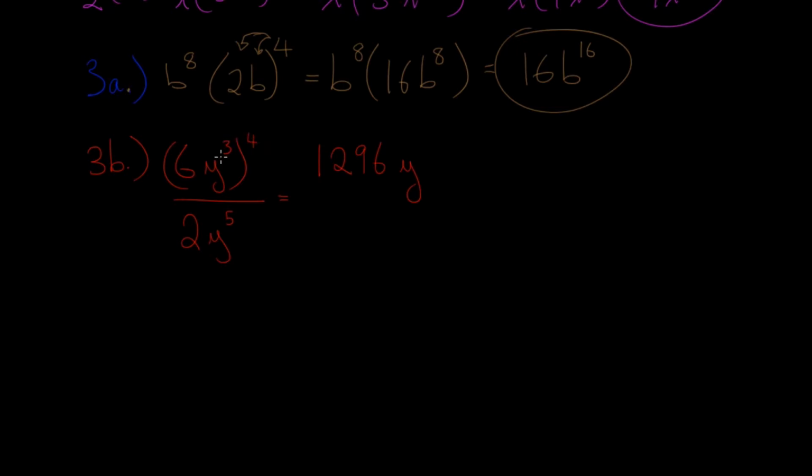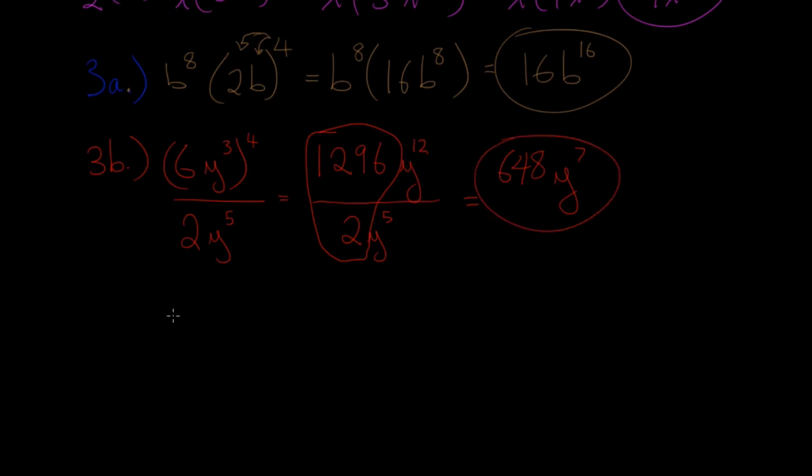When you have an exponent to an exponent, you're multiplying the exponents. So y to the 12. This stays. Okay. So you can divide your coefficients. 1296 divided by 2 is 648. And you have the same bases being divided here, so you're just subtracting their exponents. So 12 minus 5 is 7. So that's as far as we can go.